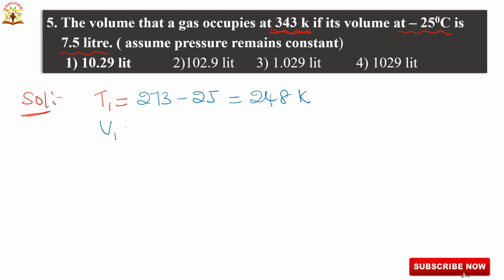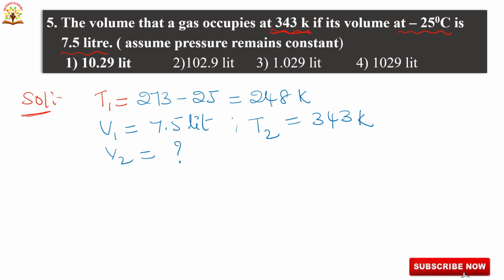And next, V1 they given as 7.5 liters and T2 they given as 343 Kelvin. How much volume occupies at 343 kelvins? We have to calculate. So V2 is equal to question mark.